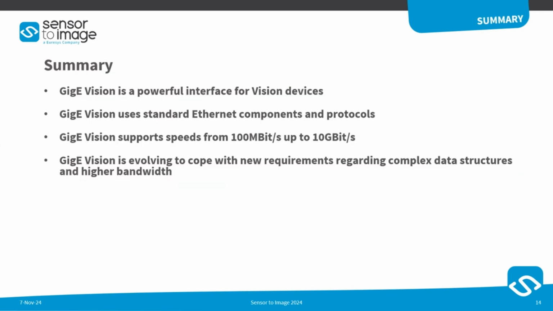GigE Vision is a powerful and well-established interface for vision devices. GigE Vision uses standard Ethernet components and protocols. GigE Vision supports transfer rates from 100 megabit per second up to around 10 gigabit per second. GigE Vision is evolving to cope with new requirements regarding more complex data structures and higher bandwidth.